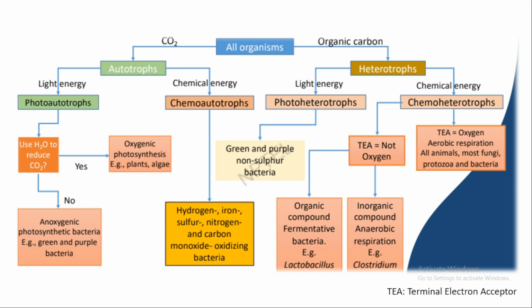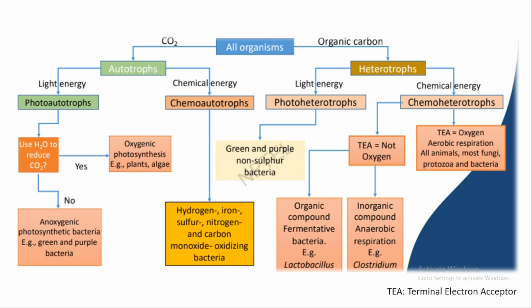Then those photoautotrophs can either use H2O, that is water, to reduce carbon dioxide, or they can use some other anoxic sources. So they can reduce the CO2 using the H2O. That is oxygenic, aerobic. Photosynthesis is an oxygenic process. Plants use H2O and reduce CO2 for their biomass and energy. So that is an oxygenic process.